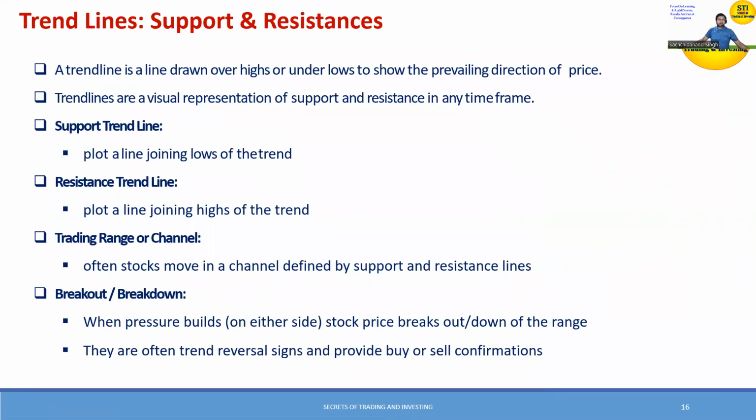So the next topic we are going to cover is the trend line, and within the trend line there are two types. One is called support, and the other is called resistance. Okay, so what is a trend line? From the definition, a trend line is any line which is connecting either the highest values of the price point or the lowest values of the price point.